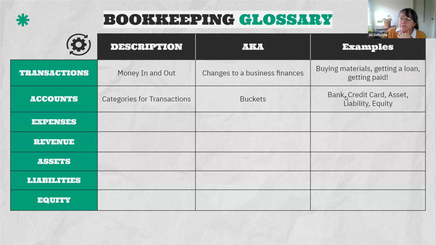So the types of buckets that we have: you can have bank card accounts, credit card accounts, asset, liability, equity, and then there's also the income and expense accounts. Let's get into that right here.